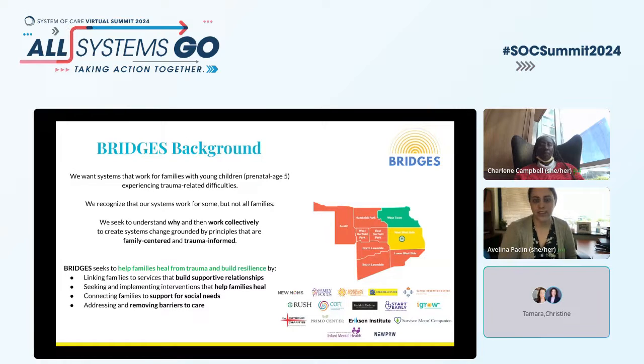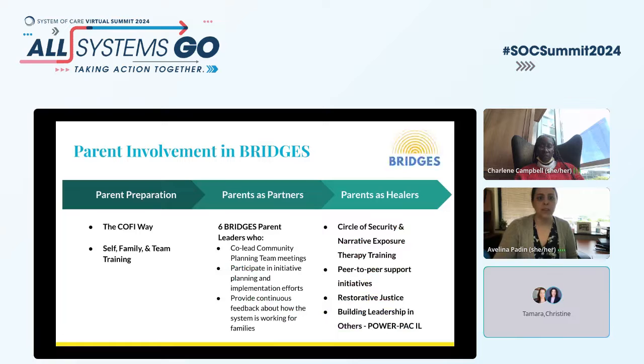We recognize that when change is generated from academic institutions or large organizations, we're really missing a critical voice from parents, caregivers, families, youth, in being able to develop something that's actually going to work for families. So when we think about parent involvement in Bridges, I sort of think about this as fitting into 3 buckets.